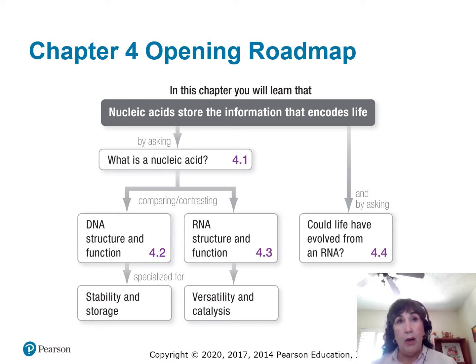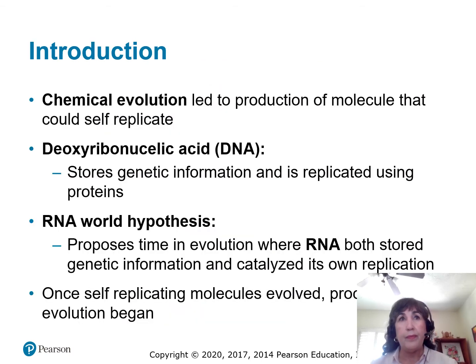So we need to start by asking what is a nucleic acid, and then compare and contrast the two types, DNA and RNA. We'll talk about their function in the cell, and lastly we'll talk about the evolution of these macromolecules. Was it a DNA world first or an RNA world? Chemical evolution led to the production of molecules that could self-replicate, and this is the tipping point for life.